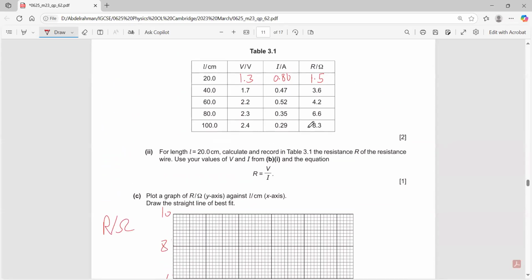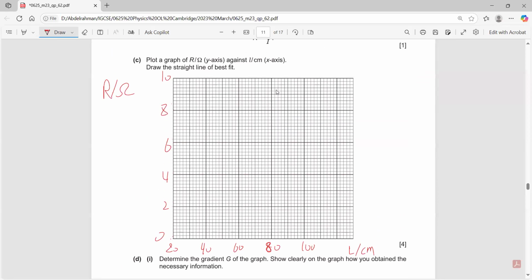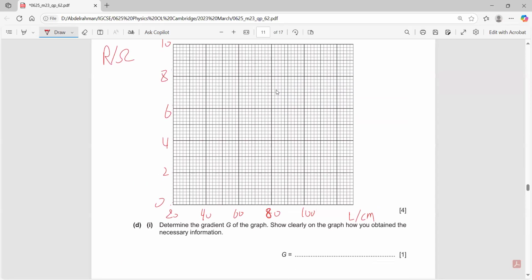What about the length? 20, 40, 60, 80, 100. Is it okay if I start with 0 for the length as well? Yes, you can start with 0 for the length as well. It would be acceptable.